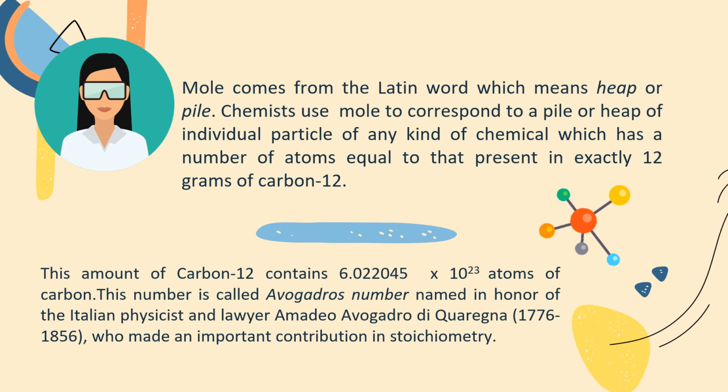This amount of carbon-12 contains 6.022045 times 10 to the 23rd atoms. This is known as Avogadro's number, named after the Italian physicist Amedeo Avogadro.